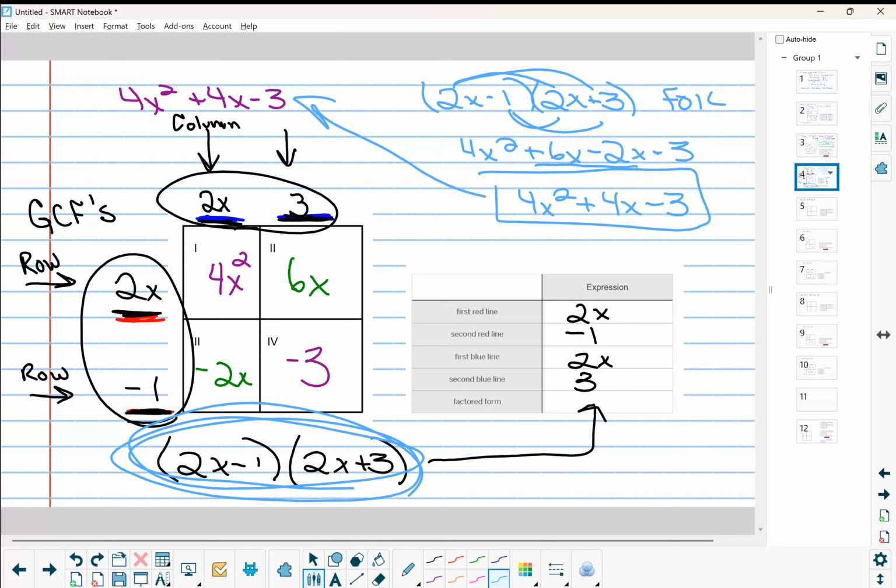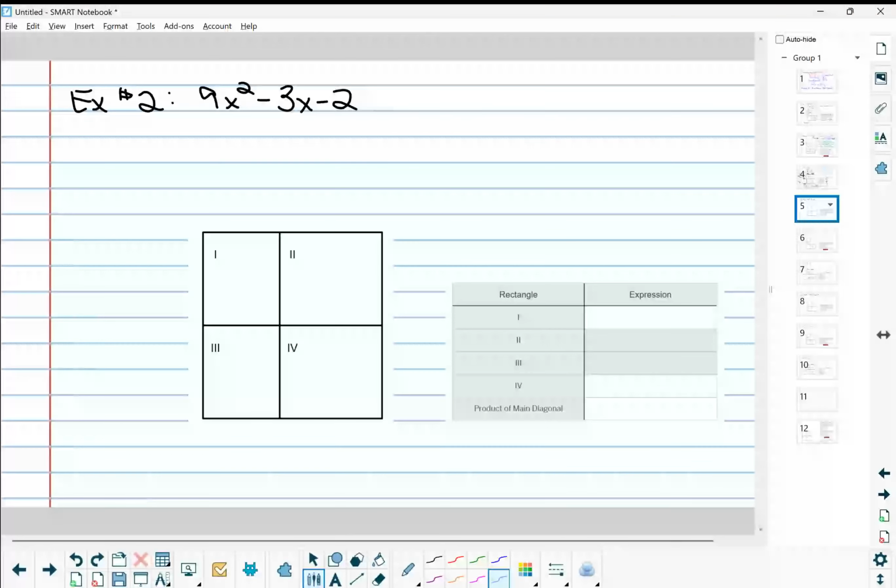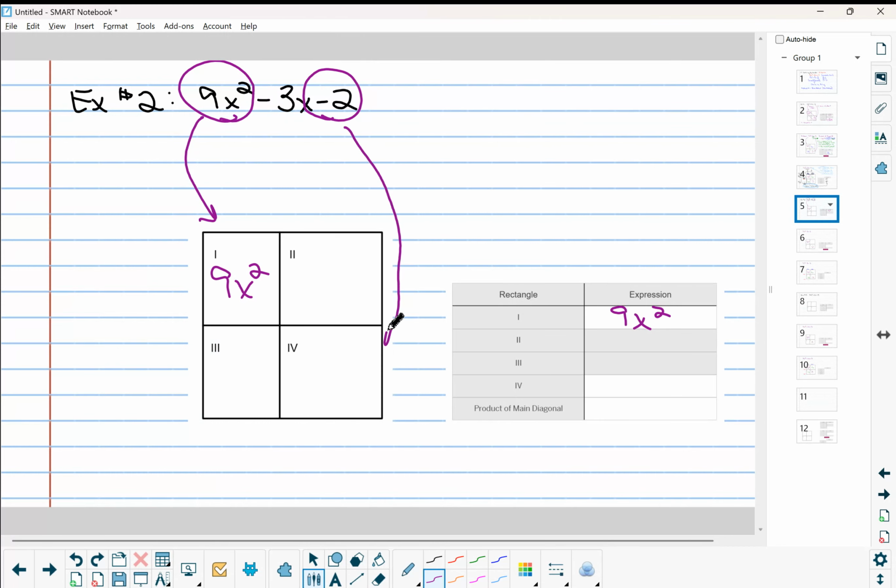I have 2 other examples for you to follow along with, okay? So the first one looks like 9x squared minus 3x minus 2. And remember, we're just going to take the a term and put it here. 9x squared, that's also going to go in here. Okay, and then the negative 2, the c term, is going to go down here with the sign.